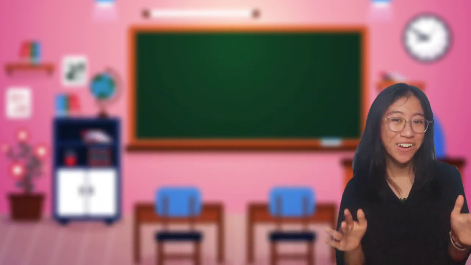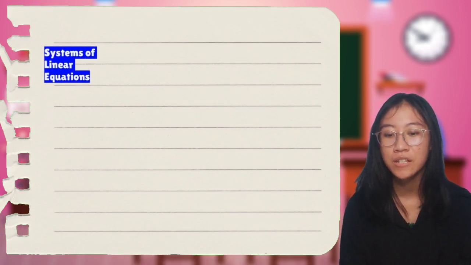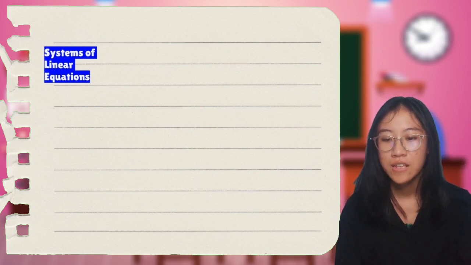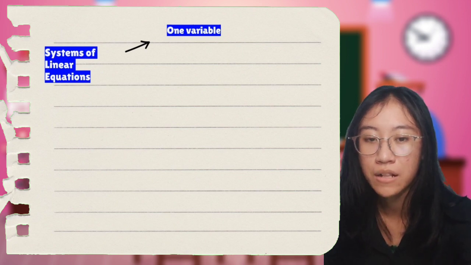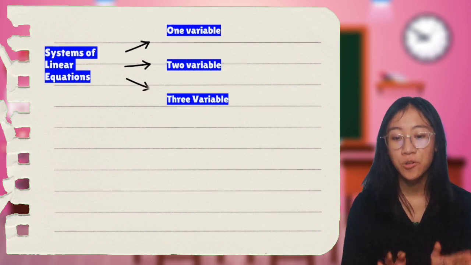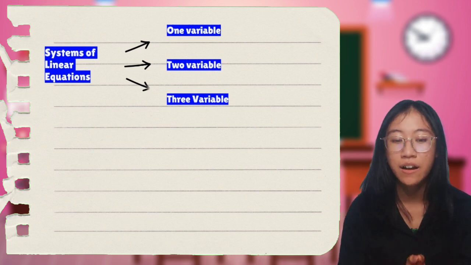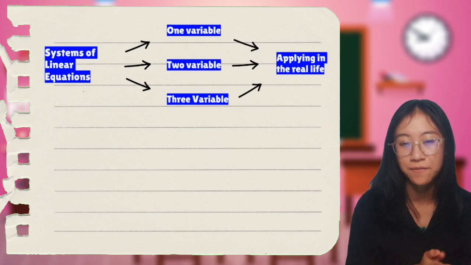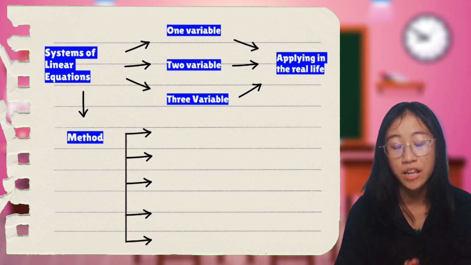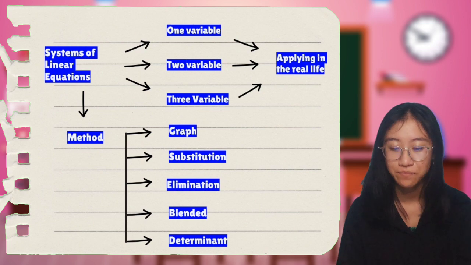But in this video, I'm not just talking about this. I will explain about systems of linear equations, and the three types. First, system of linear equations in one variable. Two, system of linear equations in two variables. Three, system of linear equations in three variables. And these systems of linear equations are applied in real life, in our life, right? And there are 5 methods for systems of linear equations: graph, substitution, elimination, blended, and determinant.